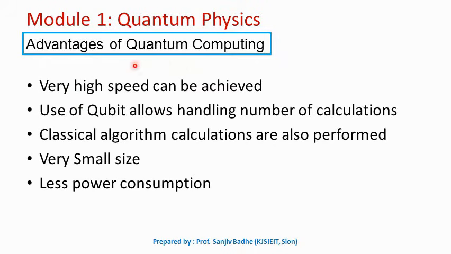With quantum computing, very high speed can be achieved. Use of qubits allows handling a number of calculations. So, more calculations can be handled with the help of quantum computing. Classical algorithm calculations are also performed. The quantum computers will be very small in size and will need very little power for functioning, so there will be very low power consumption. So, these will be the advantages of quantum computing.